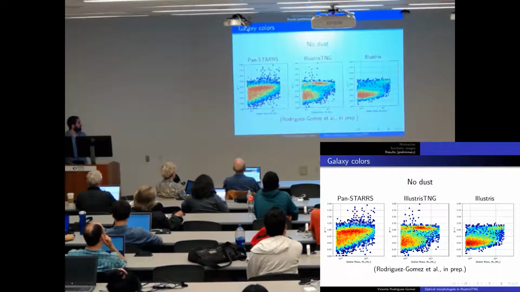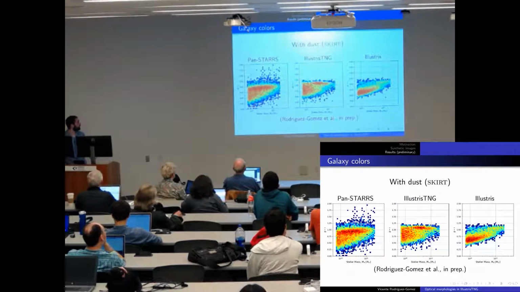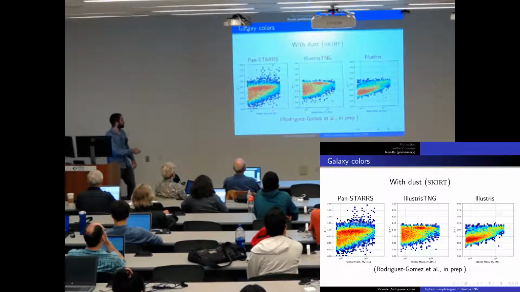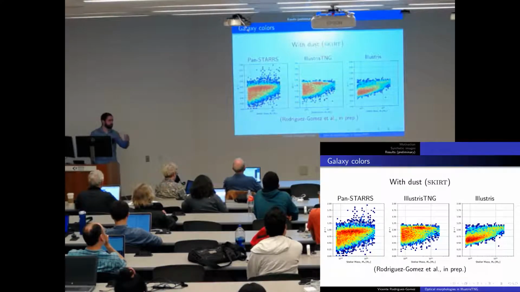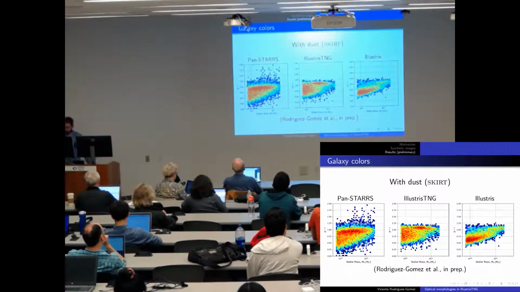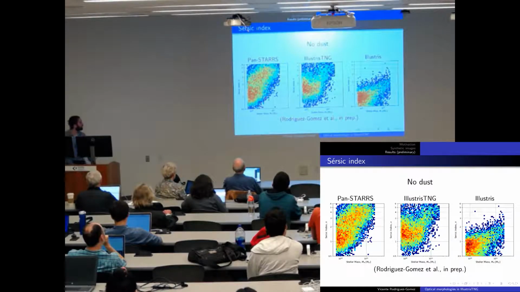Once you add the dust, you can see that basically the star-forming galaxies move up, and you actually get, I think, a much better agreement. And I'm going to say that I did not tune this in any way. I just included a dust model that I considered reasonable, and thankfully this happened, because it was a lot of CPU hours.